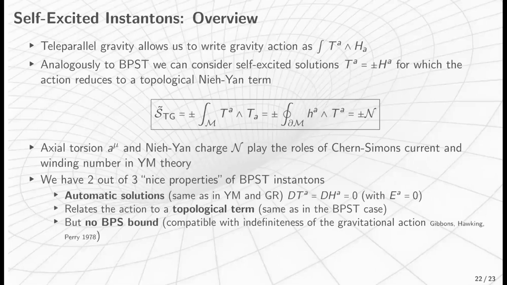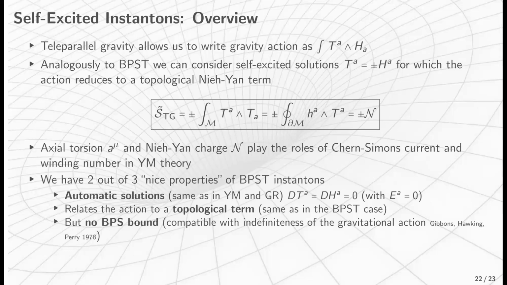So just to give you some overview, basically this was the idea that teleparallel gravity really allows us to write this action as a product of two forms. Then following this example of Yang-Mills theory, we consider such solutions which satisfy the condition that these two forms are equal to each other, plus minus. And then you can show that the action of a theory which is dynamically equivalent to general relativity can be reduced to this Nieh-Yan topological term, to a topological number.